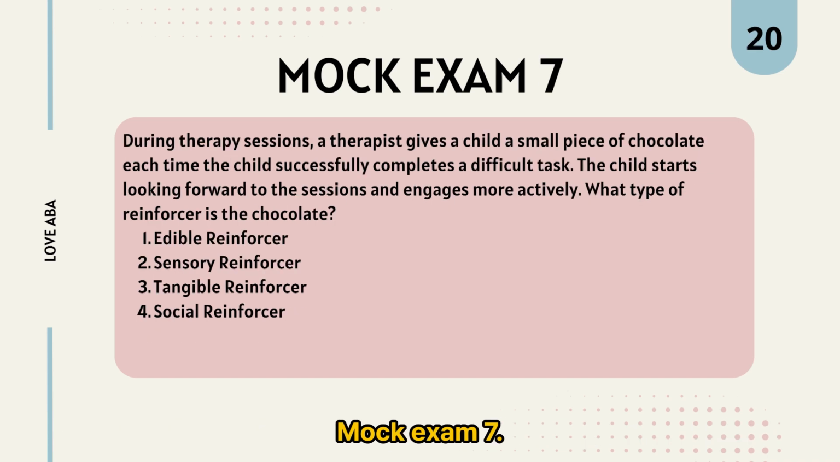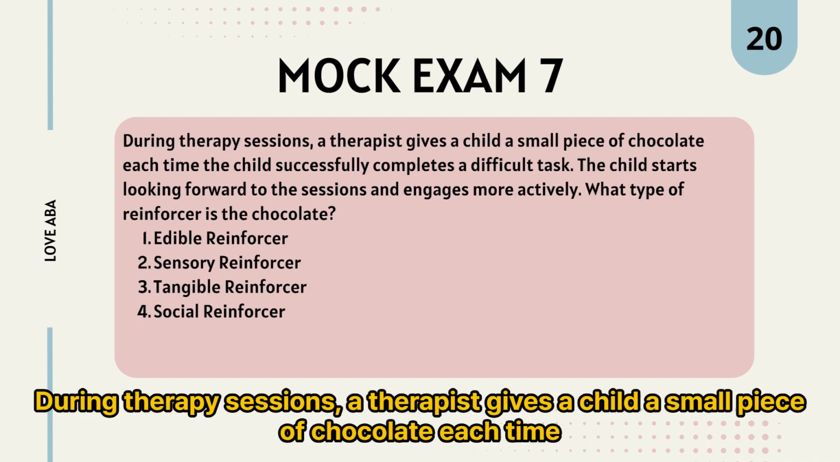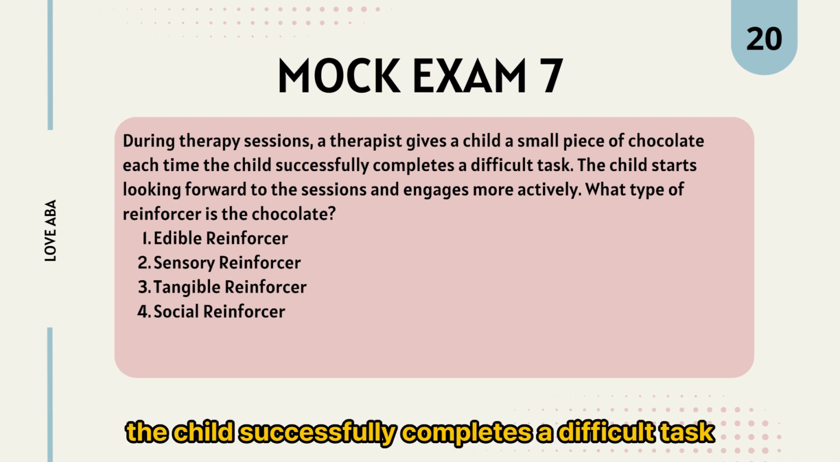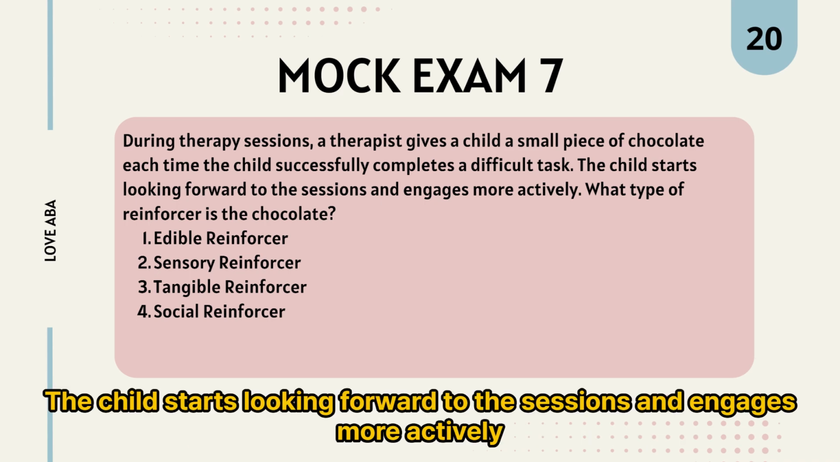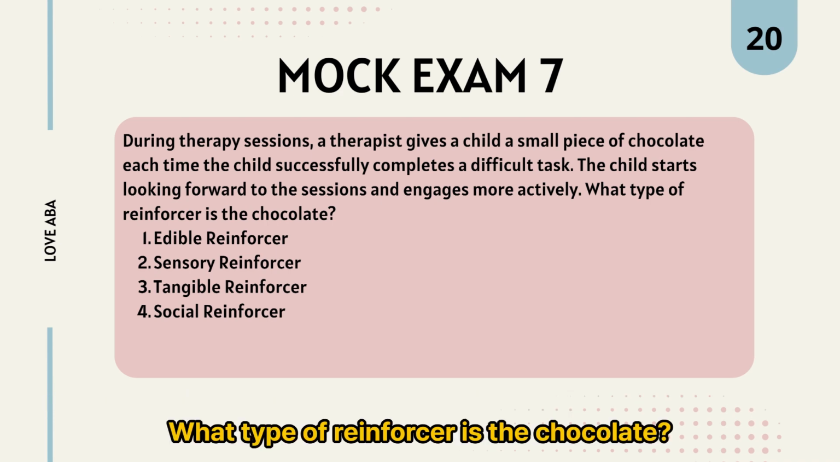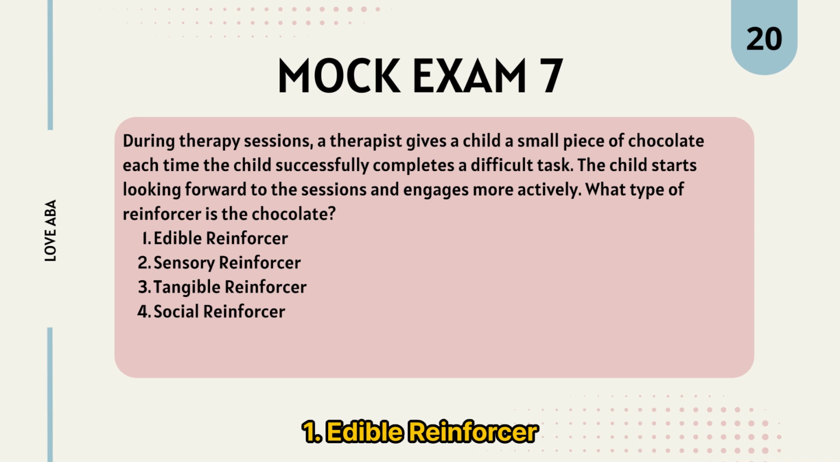Mock exam 7. During therapy sessions, a therapist gives a child a small piece of chocolate each time the child successfully completes a difficult task. The child starts looking forward to the sessions and engages more actively. What type of reinforcer is the chocolate? 1. Edible reinforcer. 2. Sensory reinforcer. 3. Tangible reinforcer. 4. Social reinforcer.